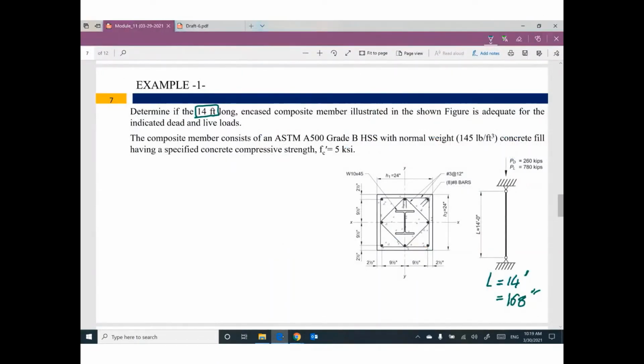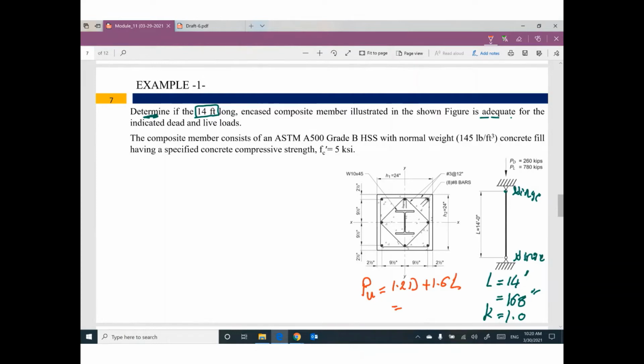Okay. This is an encased composite column illustrated in the shown figure. Determine if this column is adequate for the indicated dead and live load. This column is hinged, so K equals 1. Also, this column is under the effect of a dead load of 260 and a live load of 780. So P ultimate equals 1.2 dead plus 1.6 live.